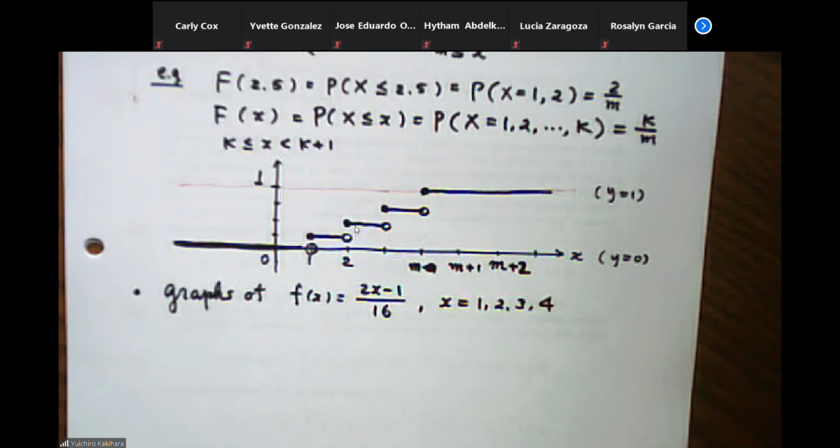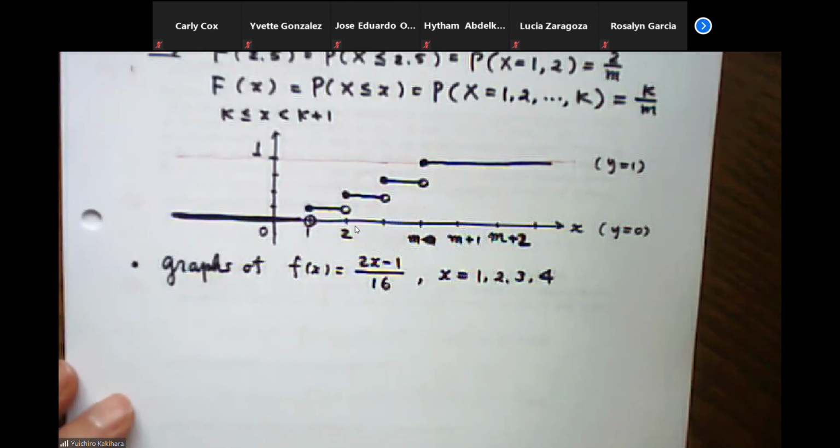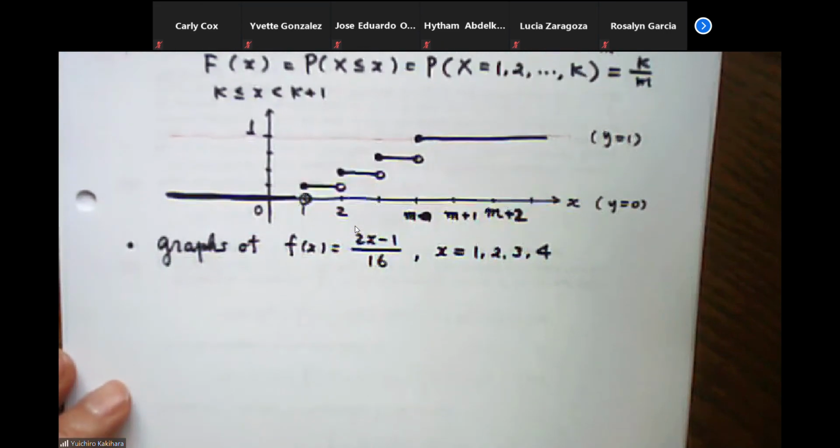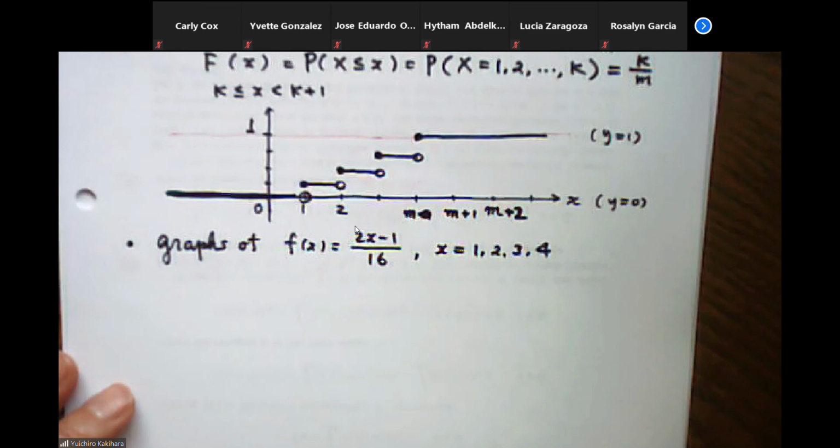And then I'm saying graphs of this. There's only one function, but why graphs? There are two types of graphs. One is a bar graph, and the other one is a probability histogram. So we'd like to show you two distinct ones. So a bar graph looks like this. Bar graph.